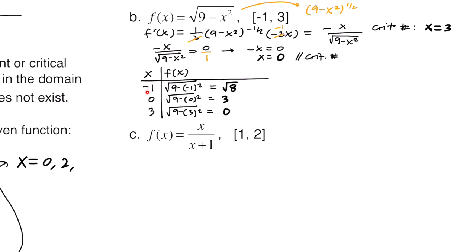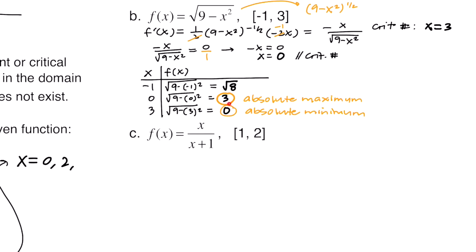So when we plug in -1, we get square root of 8. When we plug in 0, we get 3, and when we plugged in 3, we get 0. So we end up getting that our absolute maximum is going to be 3, it occurs when x is 0, and our absolute minimum value is going to be 0, and it occurs when x is 3.